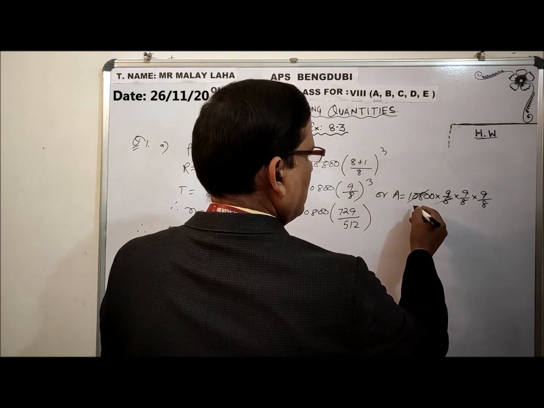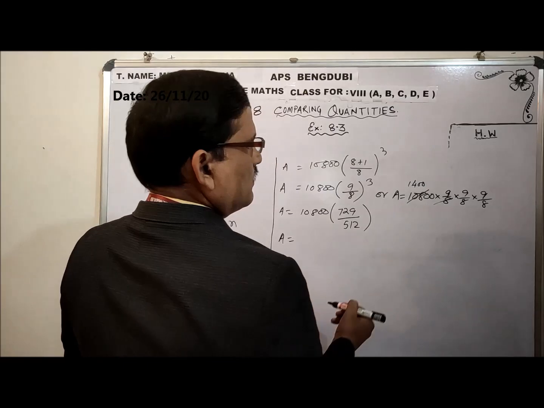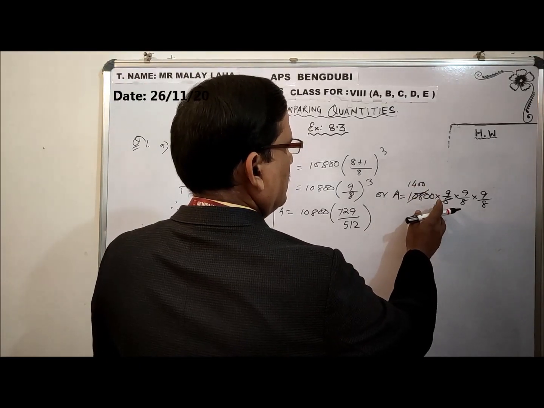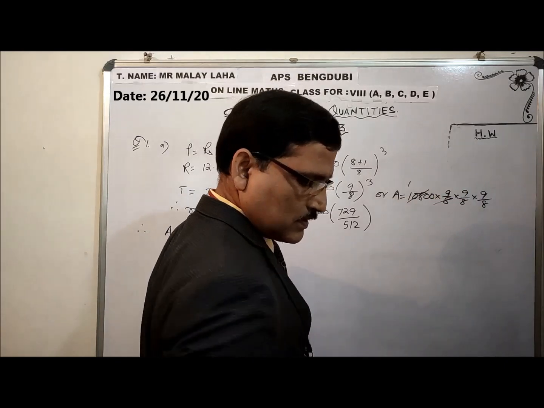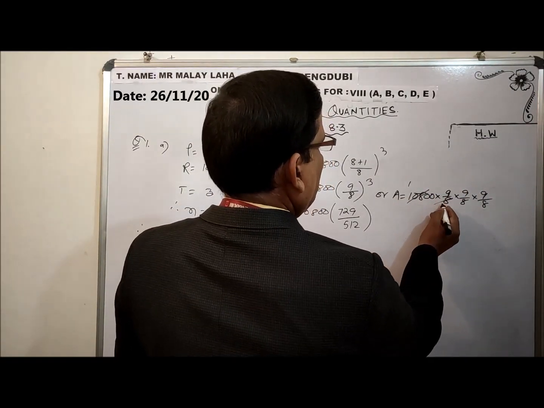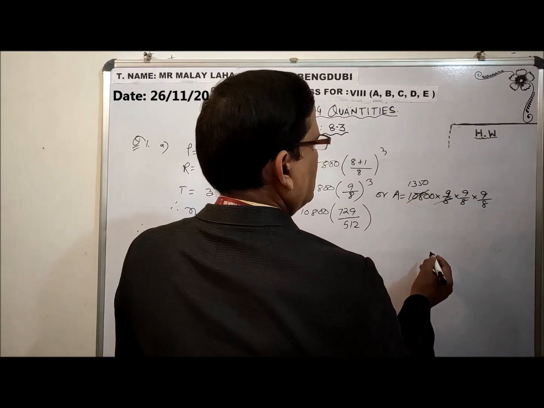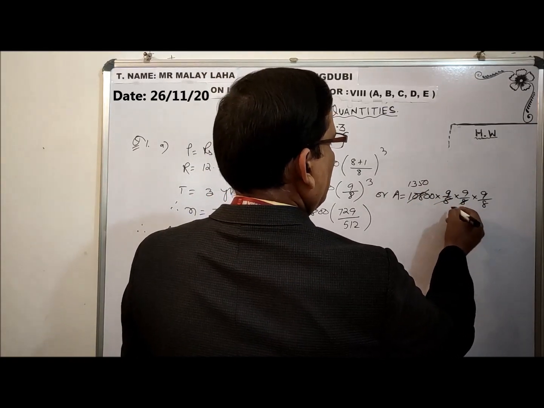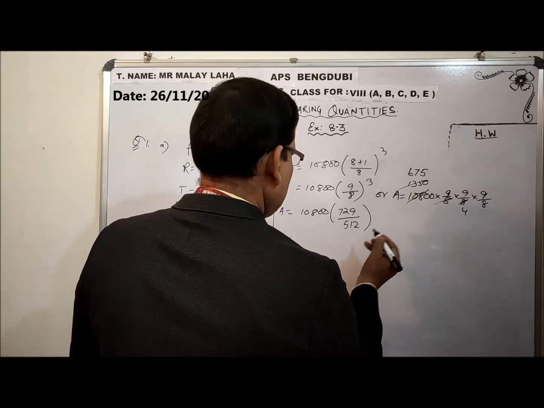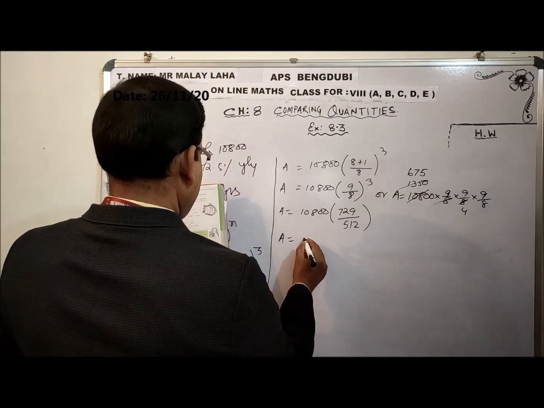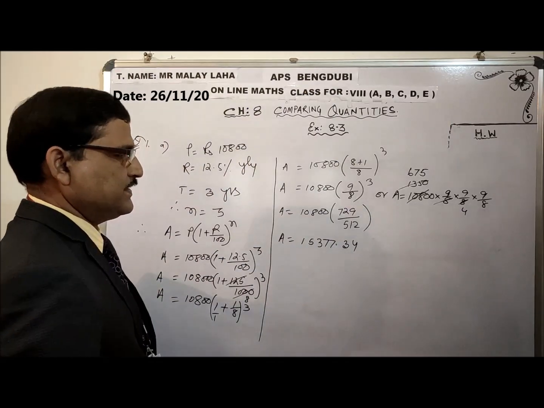8 1 is 8, carry 2, 400. If I cancel by this, 8 1 is 8, carry 2, 8 3 is this, carry 4, 8 5 is this way. We keep on cancelling this way. If I cancel by 4 and this, if I cancel by 2, 6, 7, 5. After cancelling, whatever I am getting, it will be 15,377.34. Okay, this is the amount.